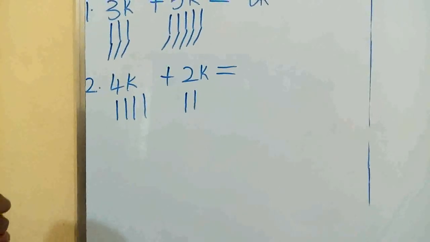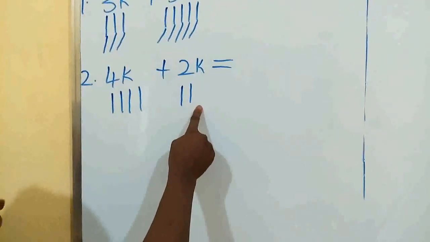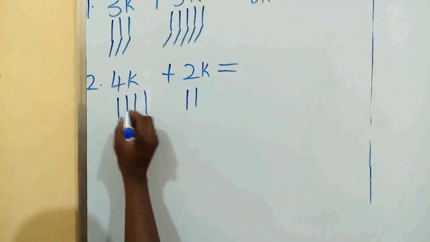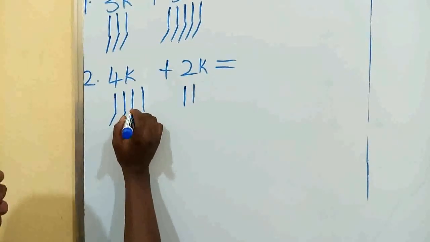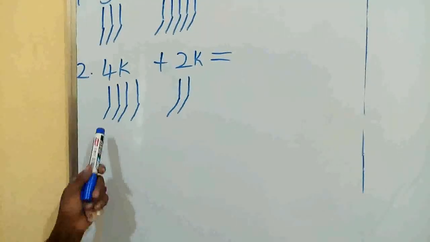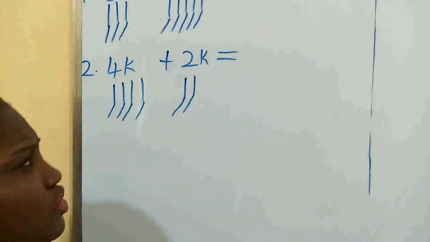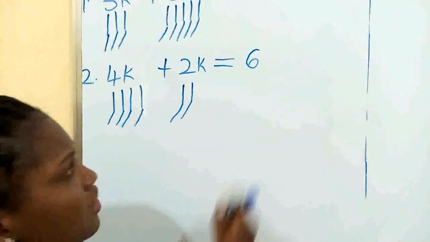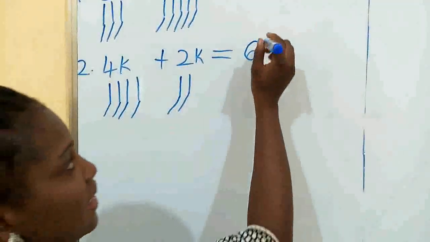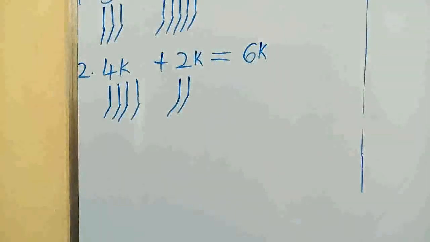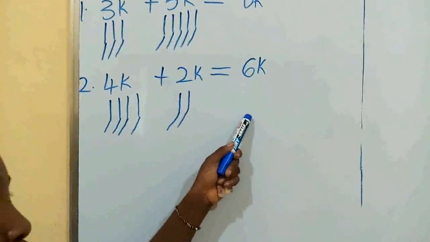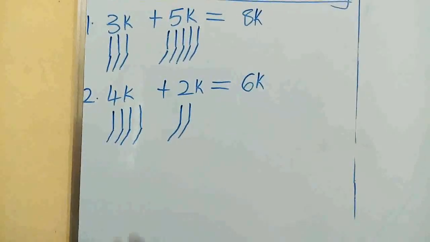Okay, let's count together. Will we count from here? No, we count from the first stroke we counted. Let's start counting from there. 1, 2, 3, 4, 5, 6. How many strokes are there on the board? Beautiful. 6. 6 what? 6 kobo. How do we write kobo? It's a K. So 4 kobo plus 2 kobo is equal to 6 kobo.